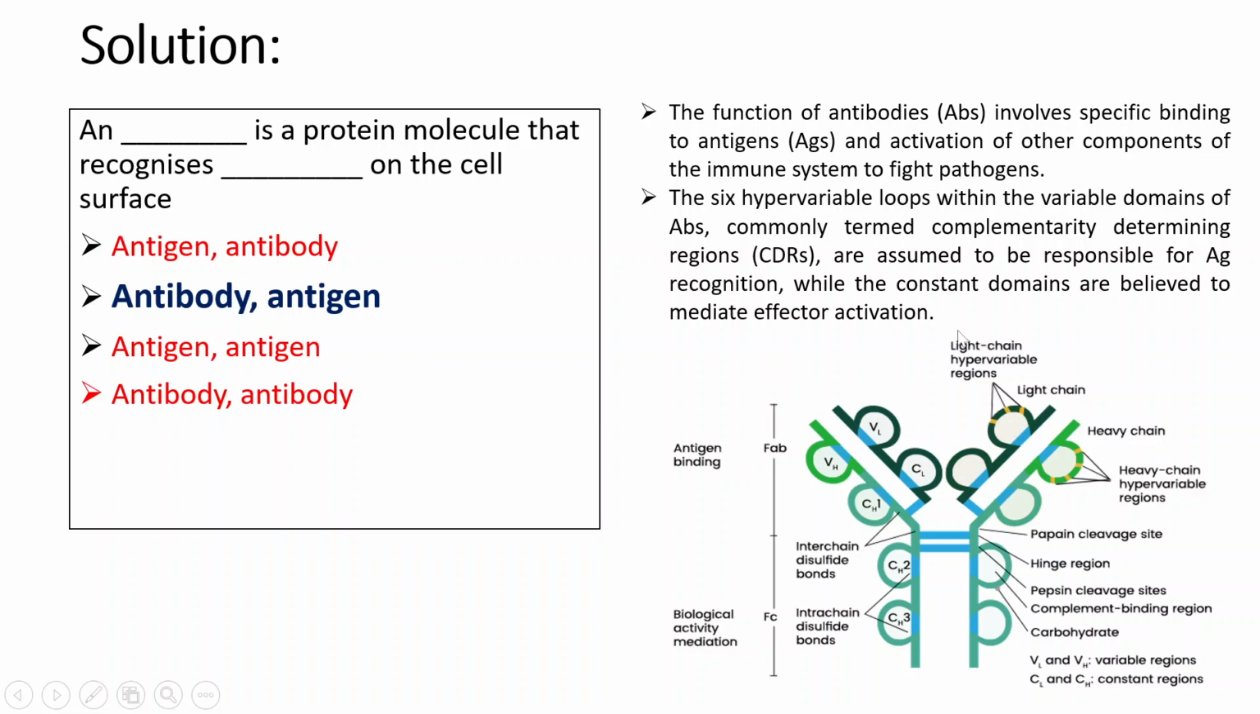So this is the typical structure of an antibody molecule. They are composed of two heavy chains, the longer chains, and two light chains. These heavy and light chains are connected with the help of interchain and intrachain disulfide bonds. This region of the antibody molecule is associated with antigen binding. It is composed of both the heavy and the light chain, while this region, which is composed of the heavy chain only, is associated with mediating biological activity or effector activation.